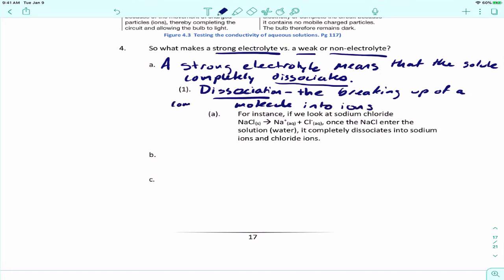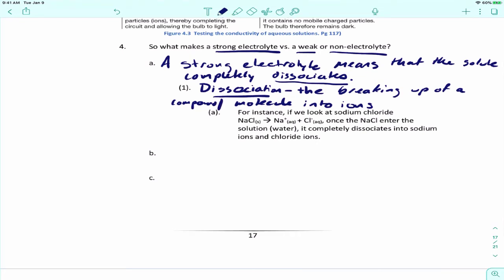And that could be a compound if you're dealing with an ionic compound. So ionic species. So let's say you got sodium chloride. Sodium chloride is going to break up into sodium ion and chloride ion. So none of the molecule is left. None of the compound is left. All you have are just the ions, the positively and negatively charged ions, and nothing else. Okay, so that's what a strong electrolyte means, that the solute completely breaks apart into ions.